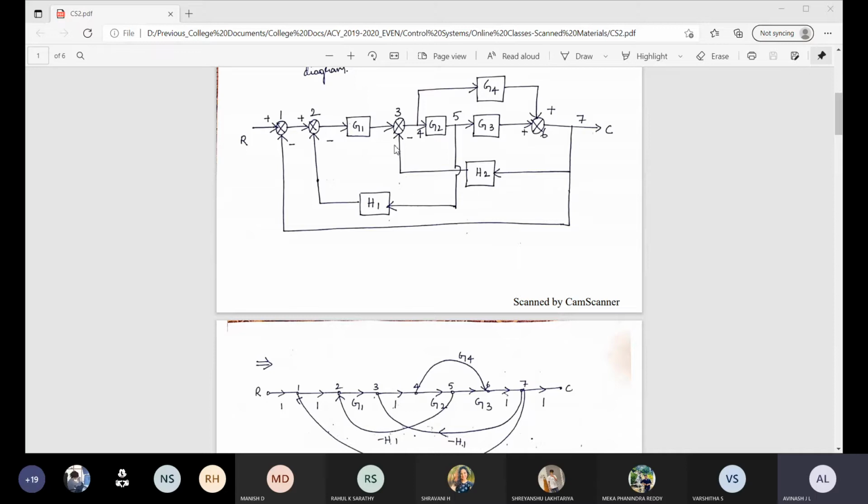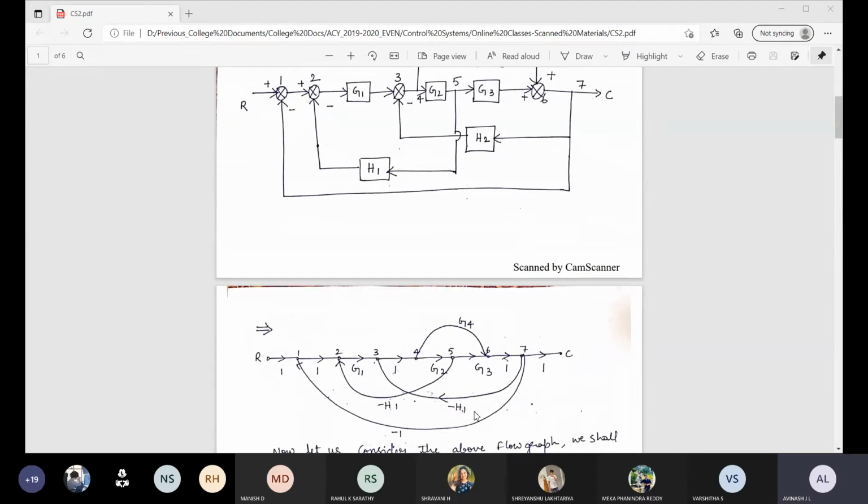Similarly, from node 3 to node 7 there is minus H2. I made a writing mistake here: I should have written minus H2, but I wrote minus H1. Please correct it. Why is it minus H2? Because the connection is negative at the summing point. In the signal flow graph we don't represent the minus or plus sign at the node, so we represent only with respect to the values. So minus into H2 is minus H2.